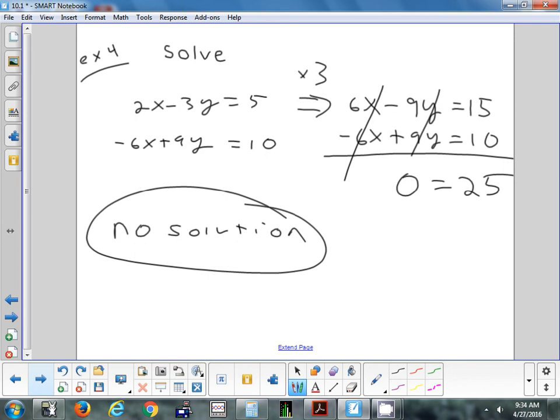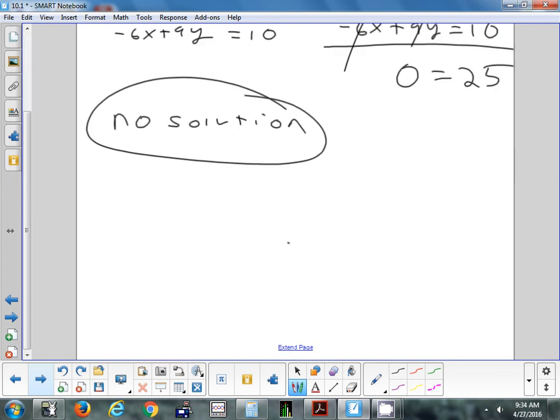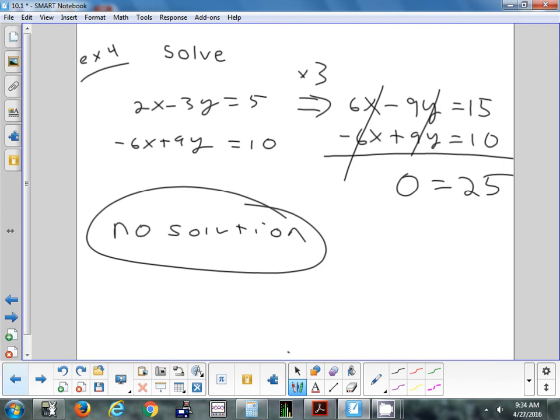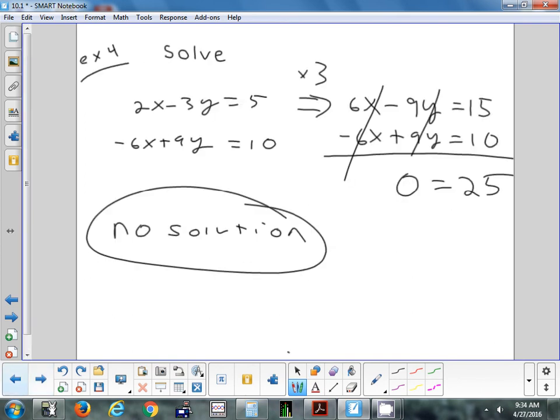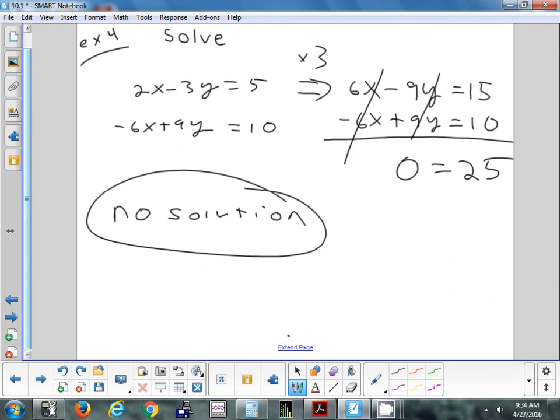What would happen if, let's say after I multiplied by something, actually, you know what? I think we'll look at that in the next problem. Okay, any questions about why there's no solution? These would be parallel lines if you drew them. They have the same slope, different y-intercepts.